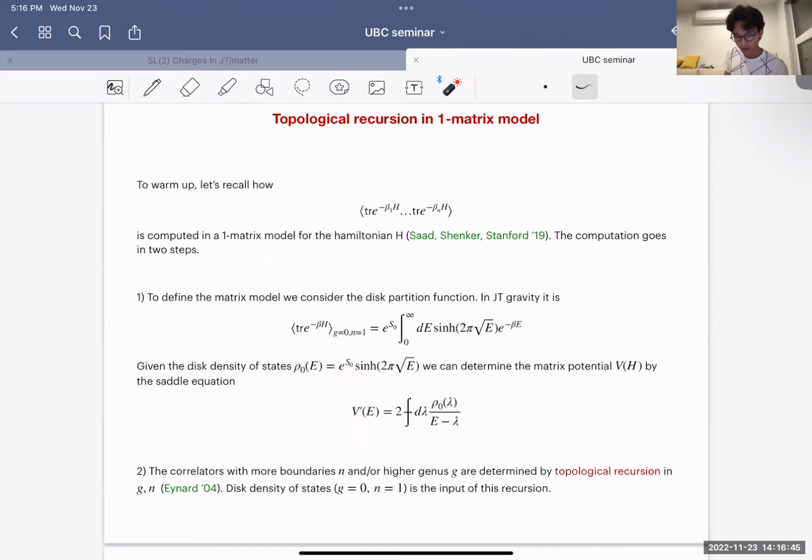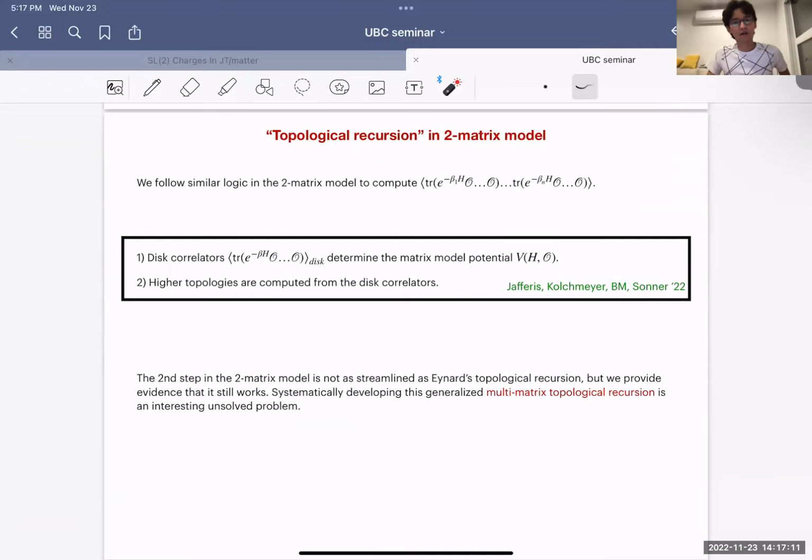And then once you fix the matrix model, now to compute multi-trace observables or higher genus, there are certain recursion relations in the genus and the number of boundaries. And the disk is the input of that recursion. So what we would like to argue is that similar logic works in the two matrix model case.